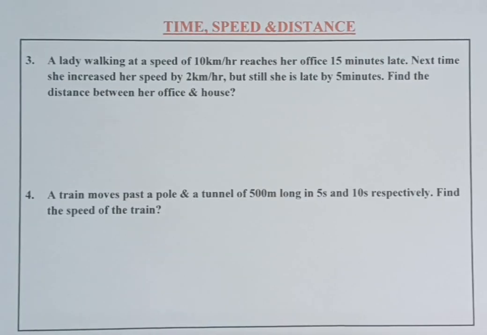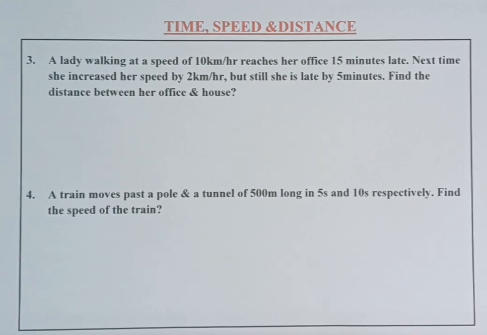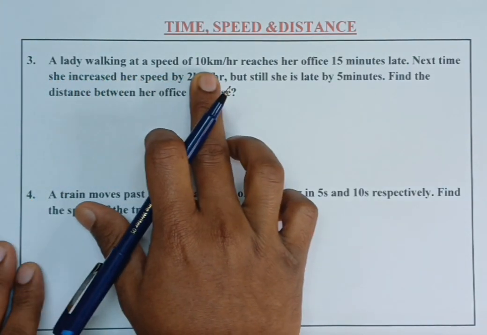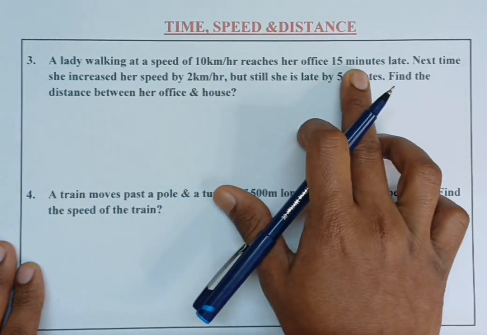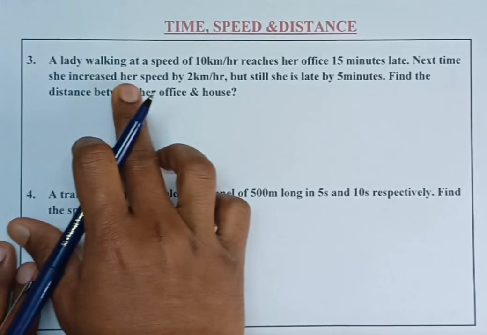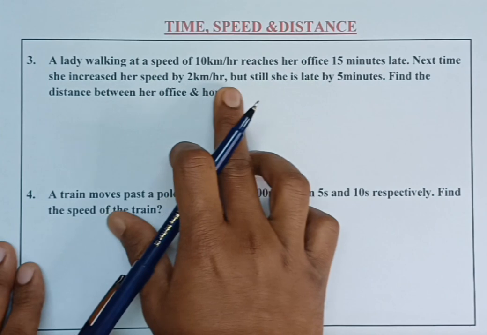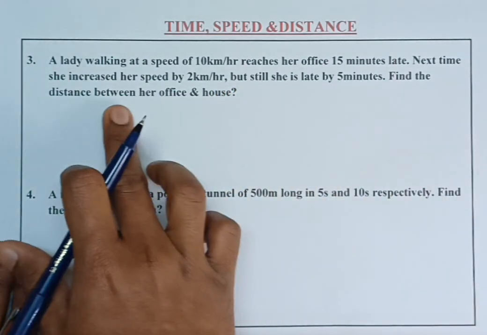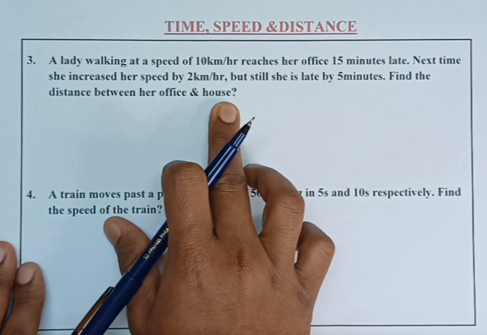Now let's solve two more problems. So you can pause the video, and after 3 minutes cross check. Now solving the third problem. A lady walking at a speed of 10 km per hour reaches her office 15 minutes late. Next time she increased her speed by 2 km per hour, and still she is late by 5 minutes. Find the distance between her office and house.